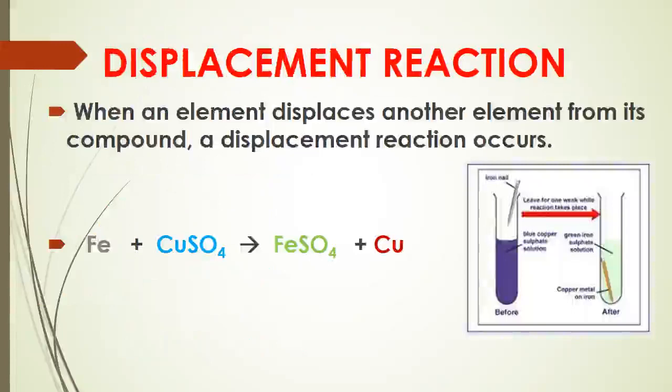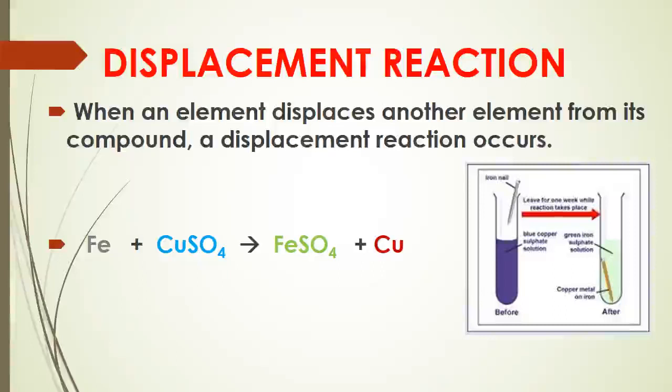Displacement reaction. When an element displaces another element from its compound, a displacement reaction occurs. General formula: A plus BC is converted into AB plus C. Here, more reactive element displaces least reactive element. Iron plus copper sulfate will be converted into iron sulfate and copper.